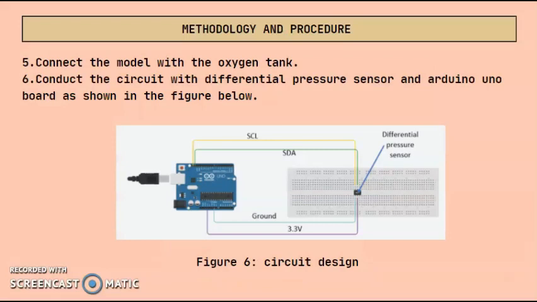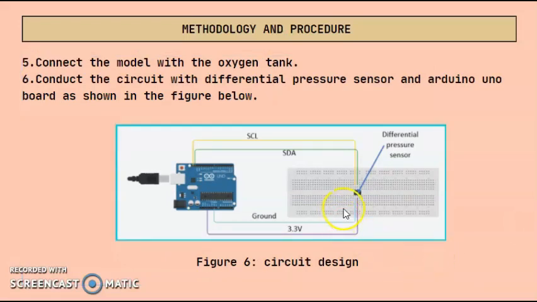Then we connect the model with the oxygen tank, and then we connect the circuit with the differential pressure sensor and Arduino Uno board as shown in the figure below. The first pin of the sensor will be connected to the ground. The second one will be connected to the V-in, which is the 3.3 volt. And the third and the fourth legs of the sensor will be left unconnected with nothing.